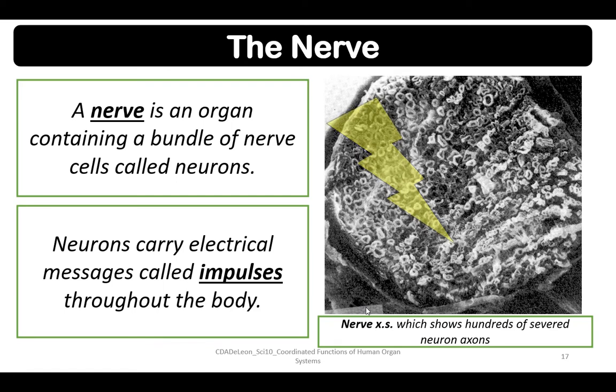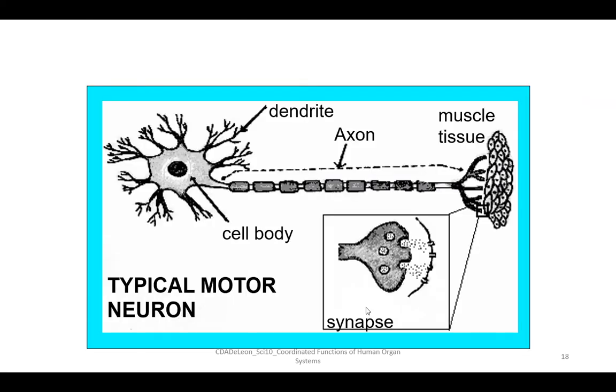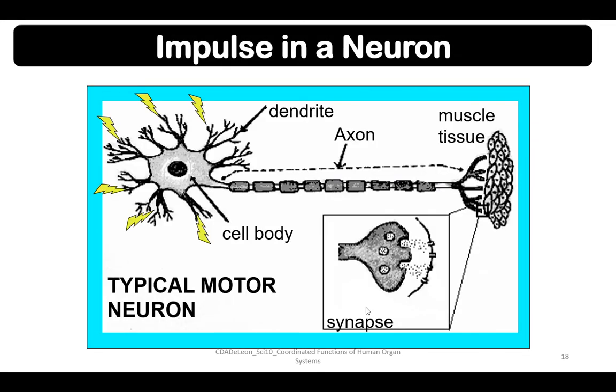So in this picture, we have the nerve where it is the cross section na makikita niyo sa picture, which shows hundreds of severed neuron axons. Neurons carry electrical messages called impulses throughout the body. Parang electric current, no? And the electric current is the impulses. In this illustration, we have the impulse na napupunta dito sa part na to, which is the dendrite, and then going to the axons, and then papunta sa muscle tissue.